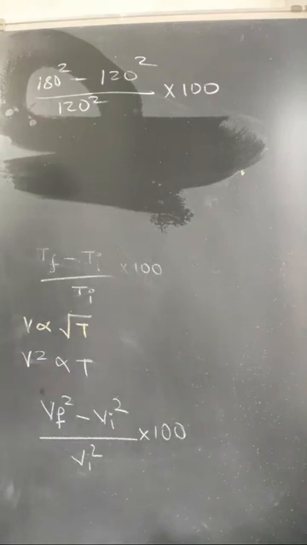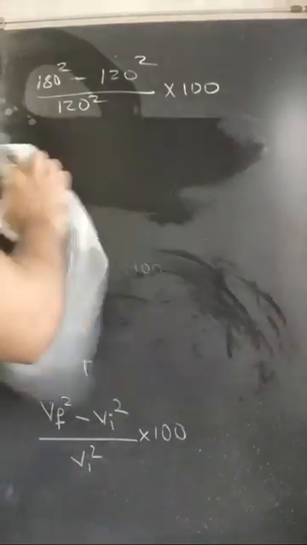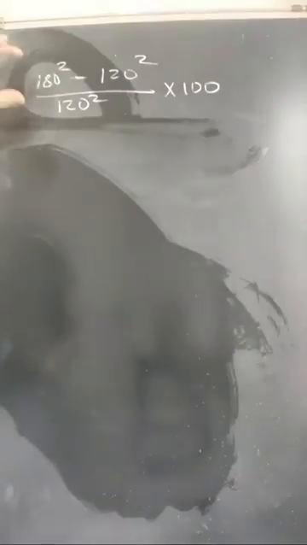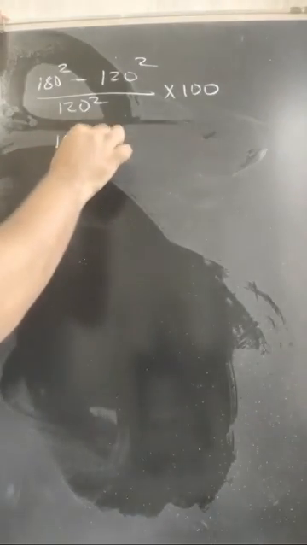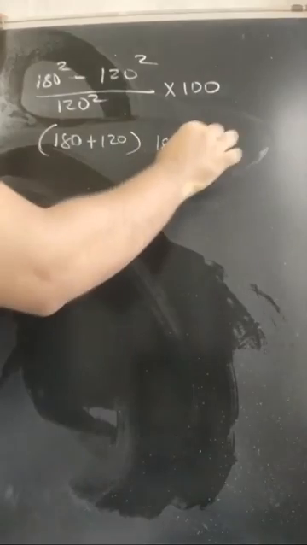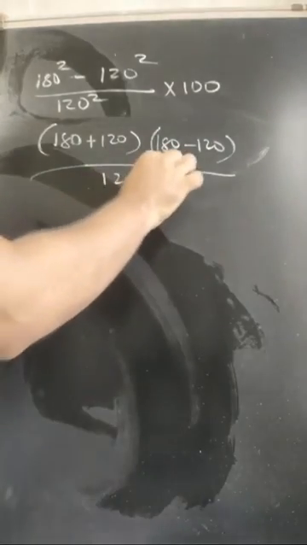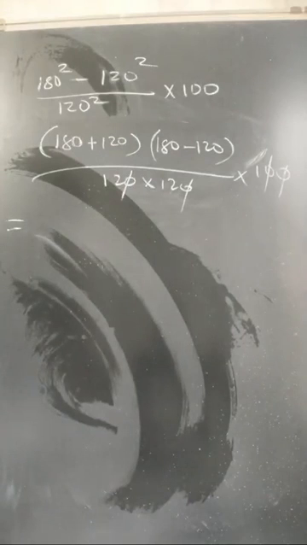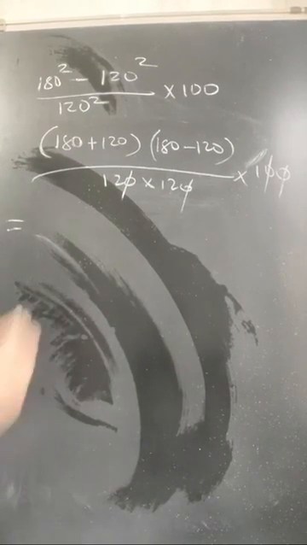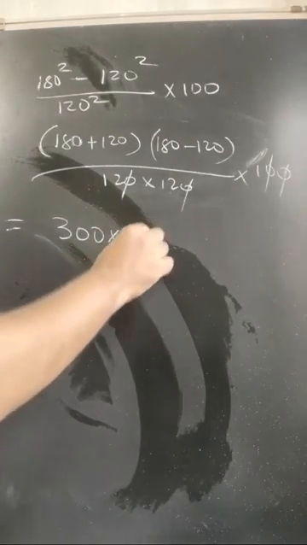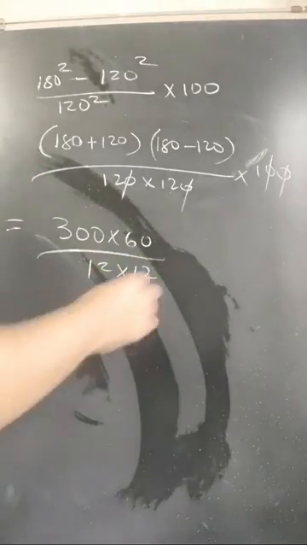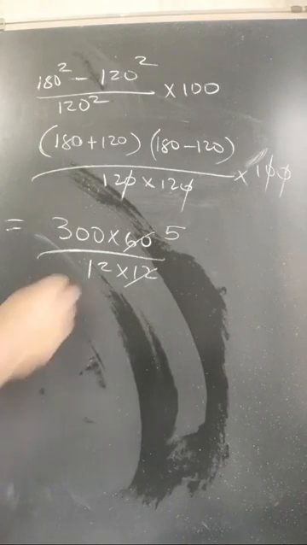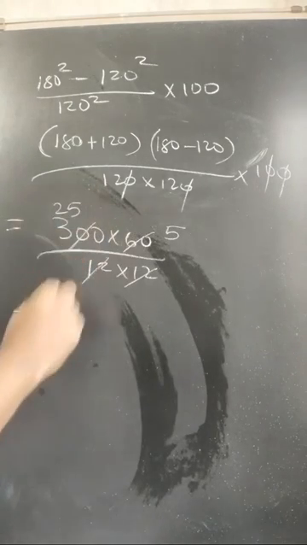Now how do you simplify this, all of y'all? It is easy to simplify this. A square minus B square: it is (180 plus 120) into (180 minus 120) upon 120 into 120 into 100. Now how much is 180 plus 120? 300 into 60 upon 12 into 12. Now 12 5s are 60, correct? And 12 into 25 times is 300, which gives us the answer as 125.